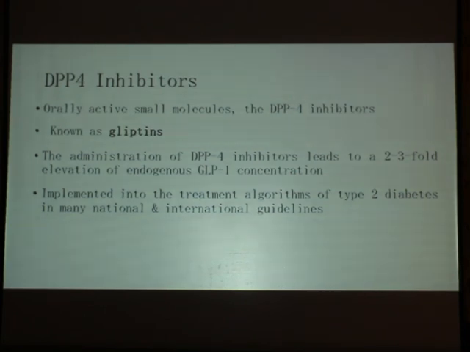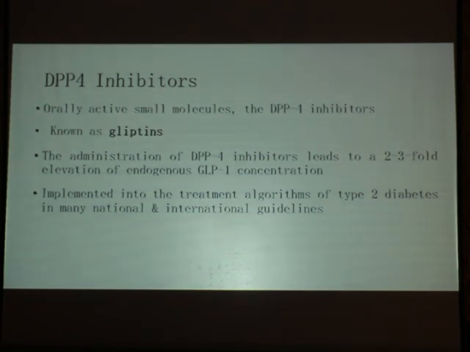But the problem is, when these incretins are secreted, there is an enzyme called DPP-4. This DPP-4 enzyme goes and strangulates the GLP-1 and GIP-1. It kills GLP-1 and GIP-1. So for any drug to be therapeutically effective, it has to inhibit the DPP-4 enzyme, which inactivates GLP-1 and GIP-1.